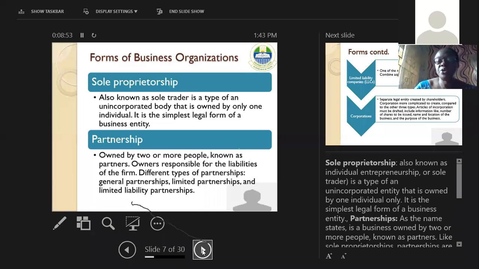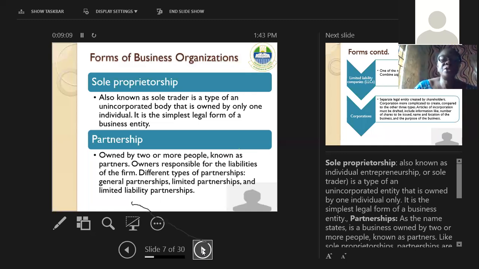Now, sole proprietorship, as we do know, can also be called a sole trader or an individual entrepreneurship. But the thing is, they are unincorporated, meaning they are not a corporate entity.